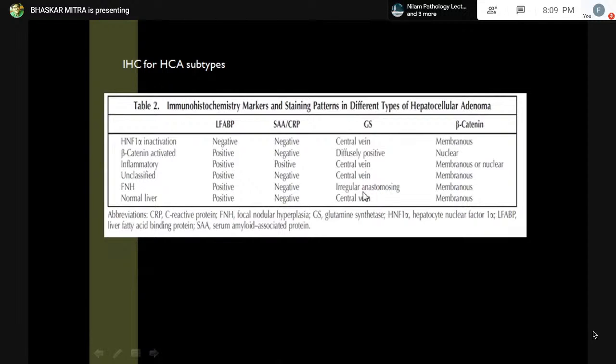Now focal nodular hyperplasia shows positive staining with LFABP, and there is a patchy, irregular anastomosing map-like pattern of glutamine synthetase. In the normal liver, LFABP is positive, and glutamine synthetase is around the central venous area. So the important things are nuclear expression of beta-catenin, SAA and CRP in the inflammatory group, and the anastomosing map-like pattern in FNH.